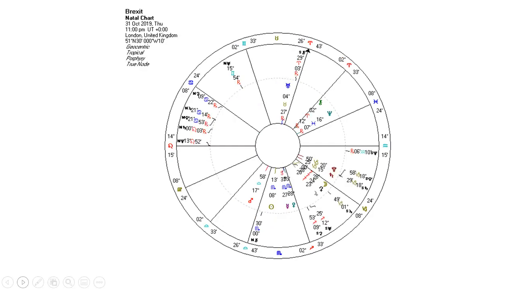Here's the Brexit chart. We have Mars in Libra on this. This is October 31st, 2019 at 11 p.m., when they are scheduled for England leaving the EU. Whether it occurs or not, still up in the air. But if this chart happens, we have Mars in Libra, which is kind of a signature of divorce from the social group.